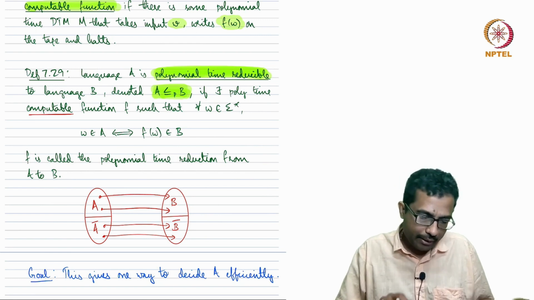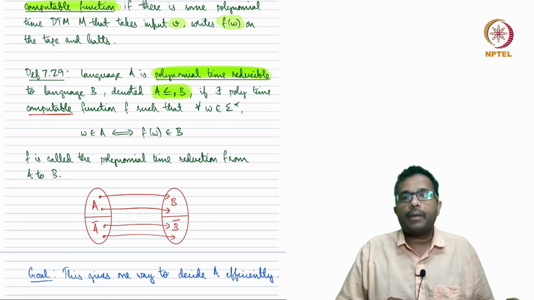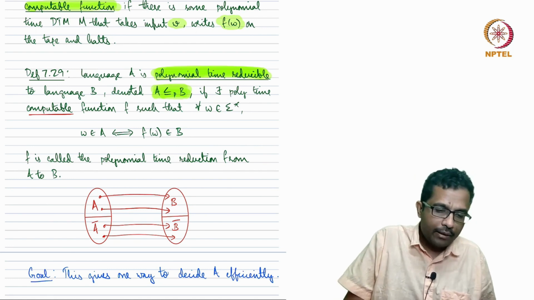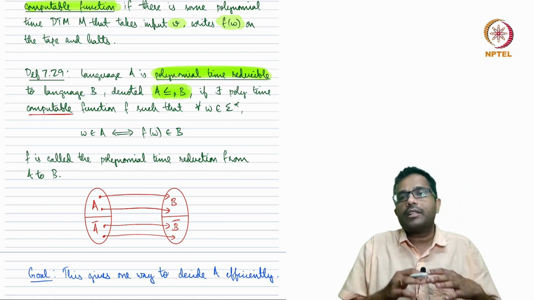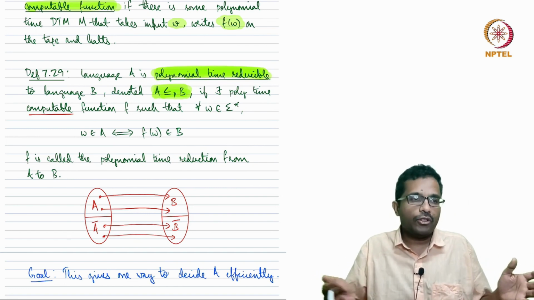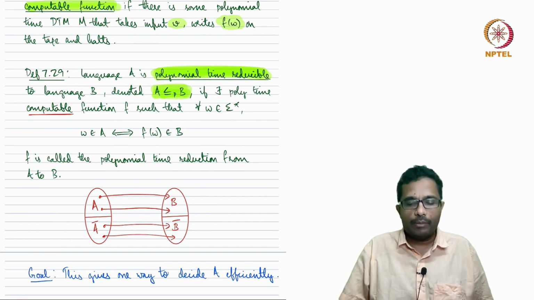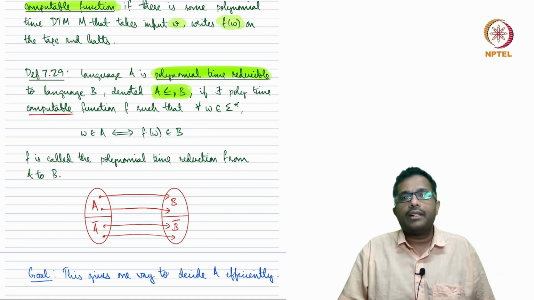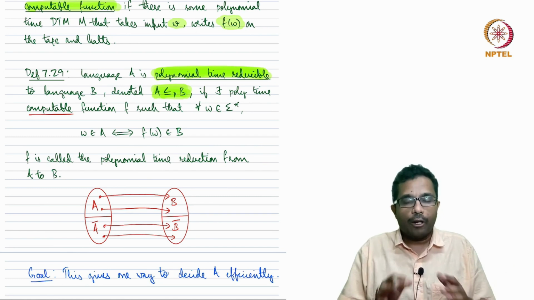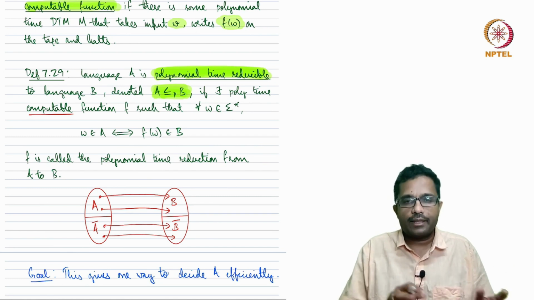But the main difference here from mapping reductions is that we are now putting time constraints, or resource constraints, on how to compute f, which is not that surprising if you think about it, because we are in the chapter that pertains to time complexity, and we are dealing with complexity classes that do calculation as per time complexity.